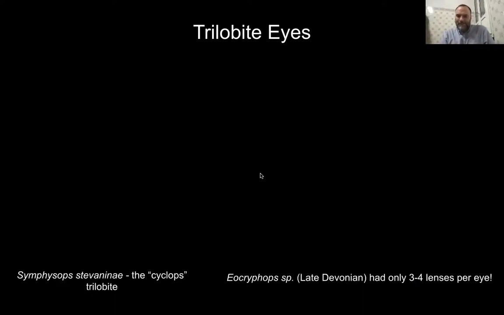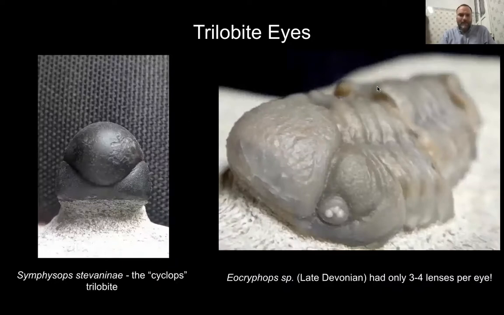And then on the left is a similar species that has eyes that have merged into a single eye, the Cyclops trilobite. Pretty bizarre looking thing. And then on the right, another extreme one, late Devonian, meaning I think that would be about 400 million years ago, that only had 3 to 4 lenses per eye. I mean, you can literally count them on one hand right there.